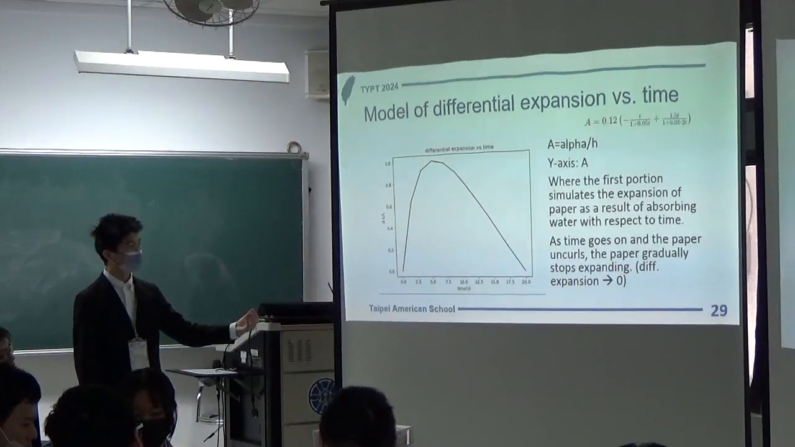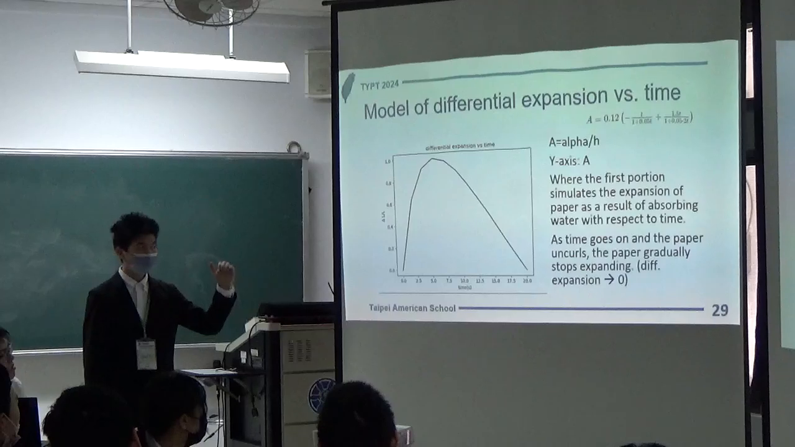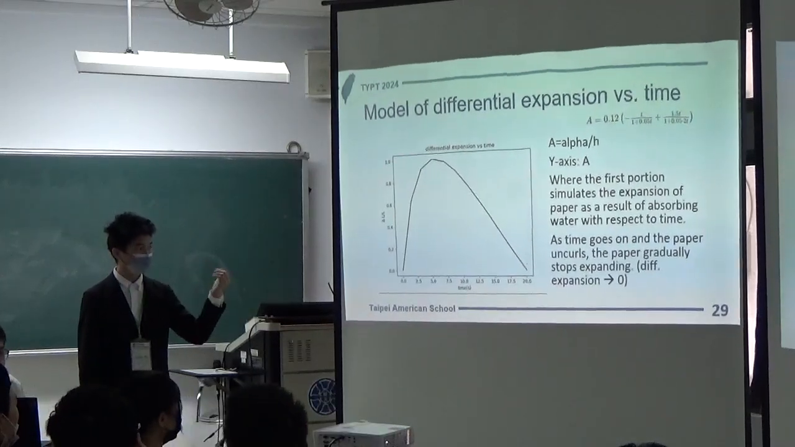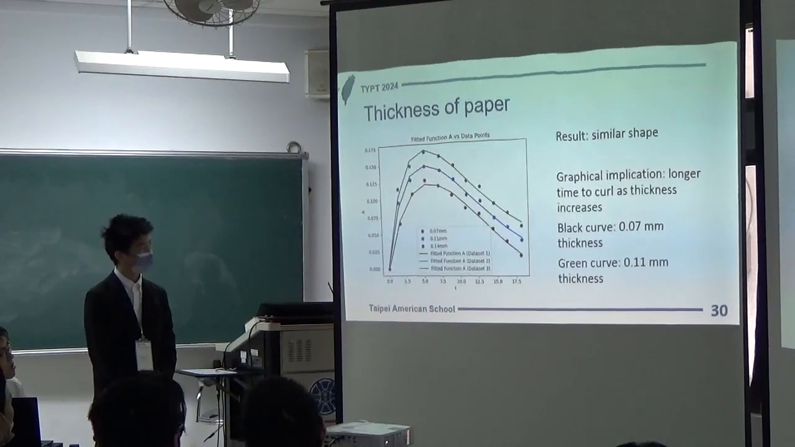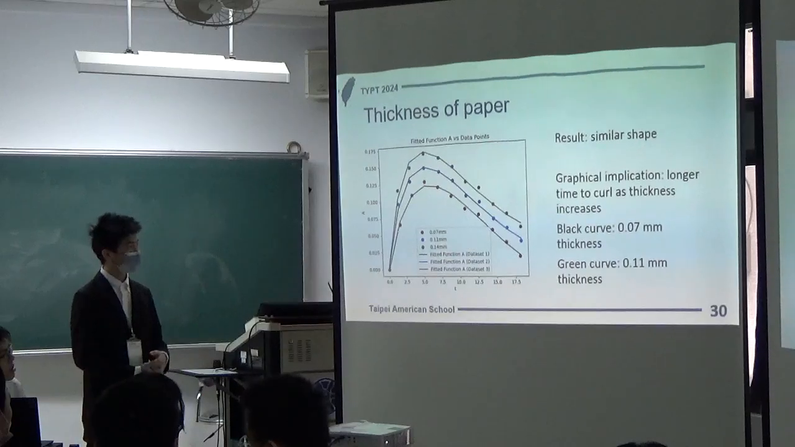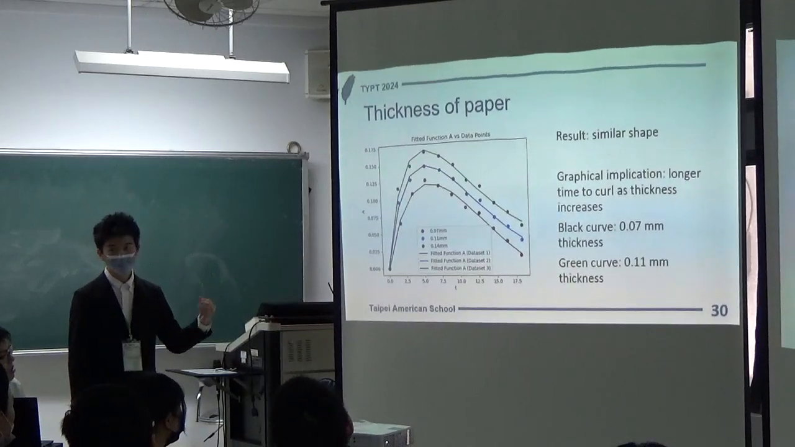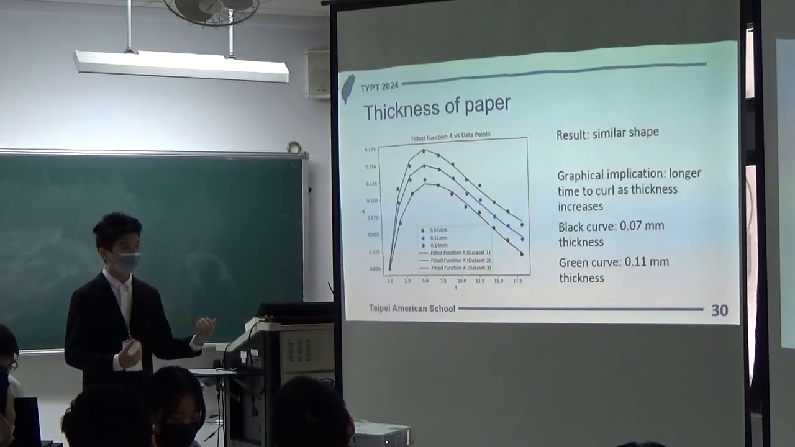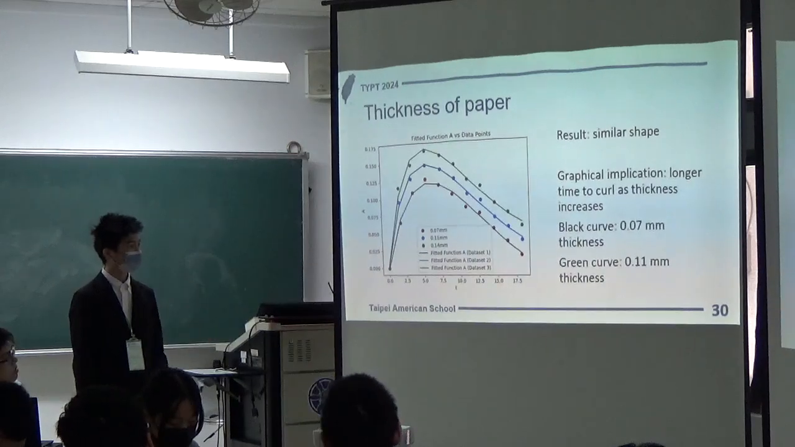The first portion simulates the expansion of the paper as a result of absorbing the water. But then as time goes on, the paper starts to contract, and the paper gradually stops expanding. Additionally, if we look at the different thicknesses of the paper, we see that it takes a longer time to curl as thickness increases, which supports our theory because we're stating that the rigidity of the paper has an impact on the curling rate.